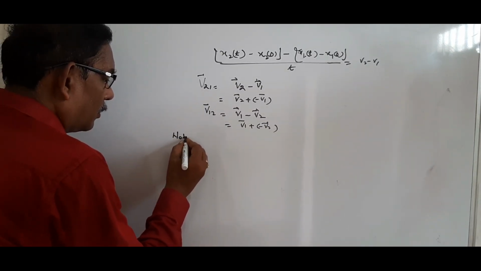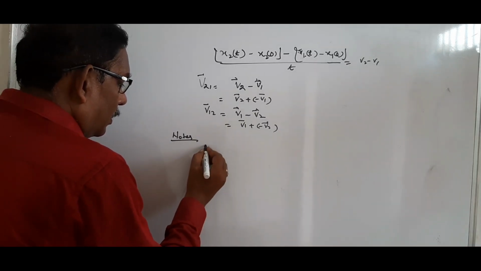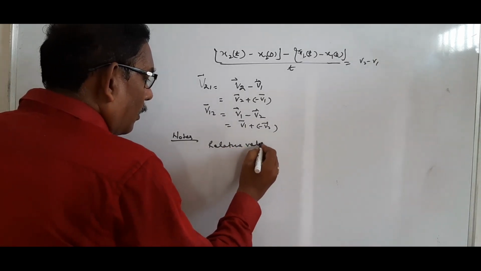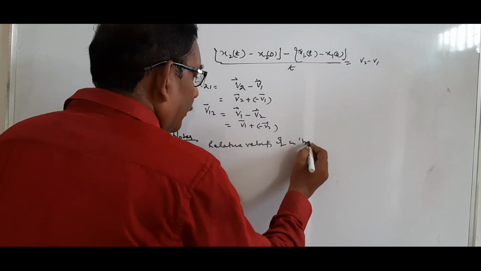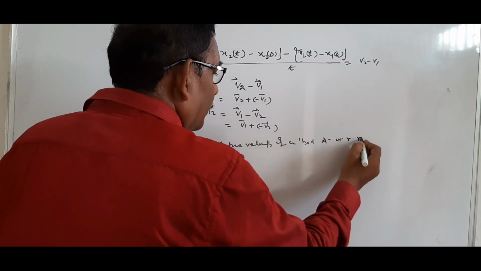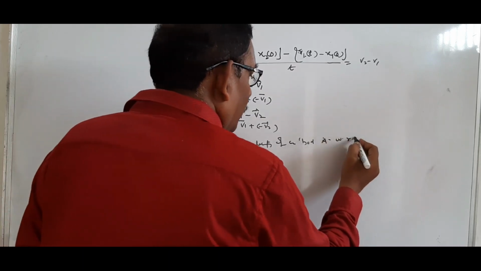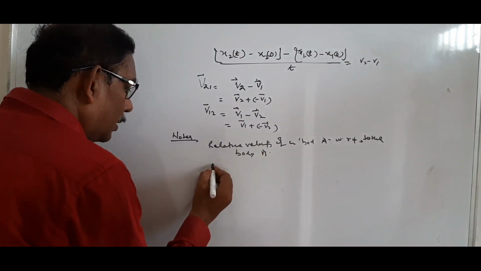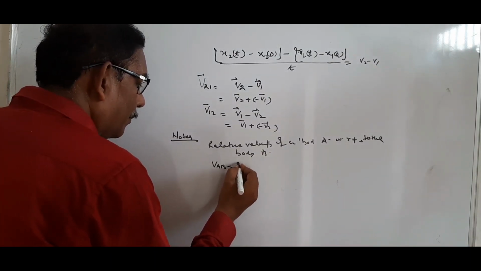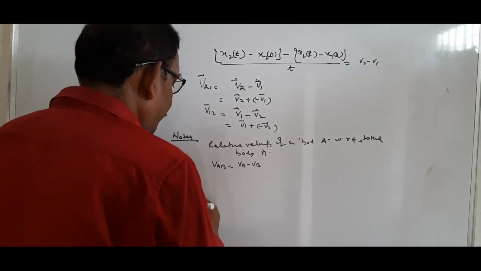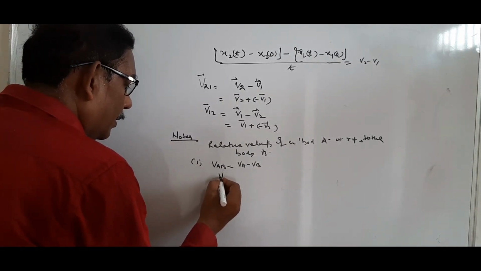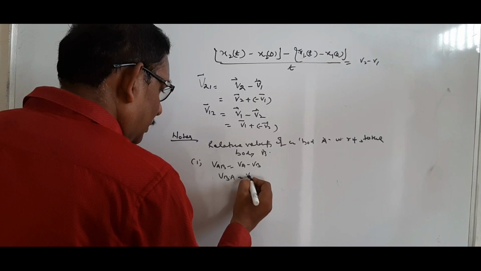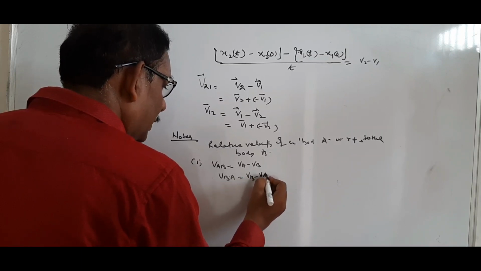Notes: the relative velocity of body A with respect to body B, you write as vAB, that is vA minus vB. Similarly, the relative velocity of B with respect to A, vBA, you write as vB minus vA.